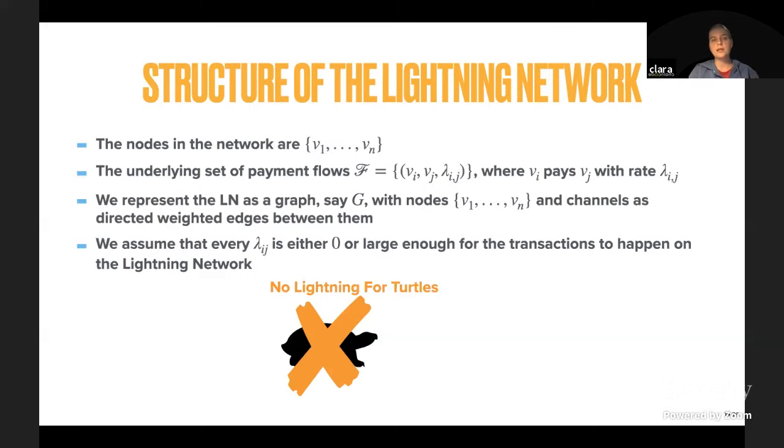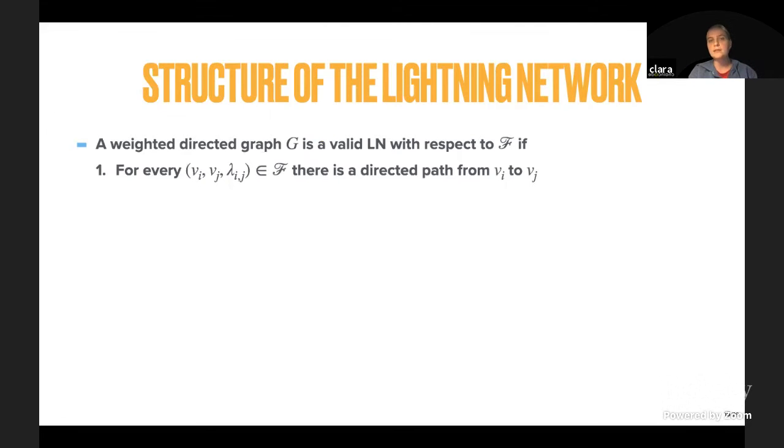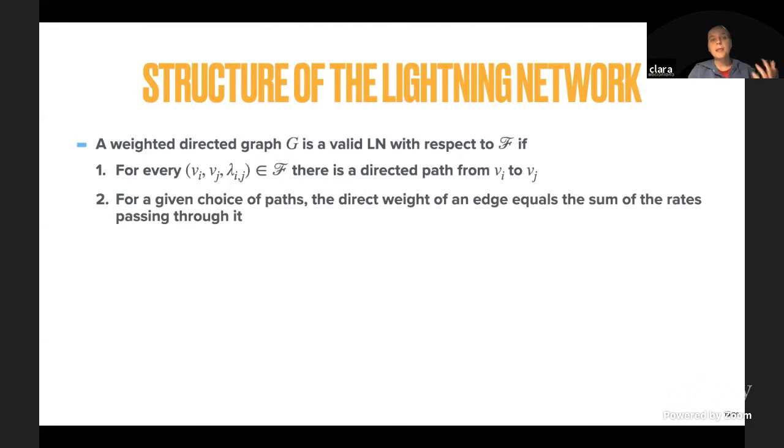So now we want to connect this Lightning Network G to the underlying set flow of payments F. So we're going to say that the weighted directed graph G is a valid Lightning Network with respect to F if, first of all, for any pair Vi, Vj that want to transact, there is a directed path from Vi to Vj. They're able to do this. And so when everybody chose the paths they're going to use for the payments, the weight of the edges is going to be the sum of all of the rates that are going to pass through them.